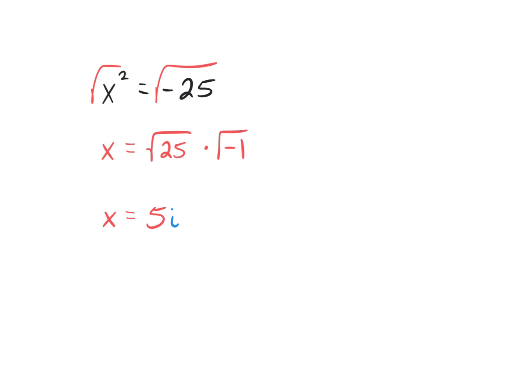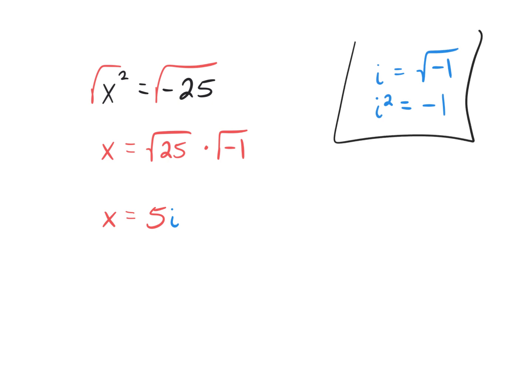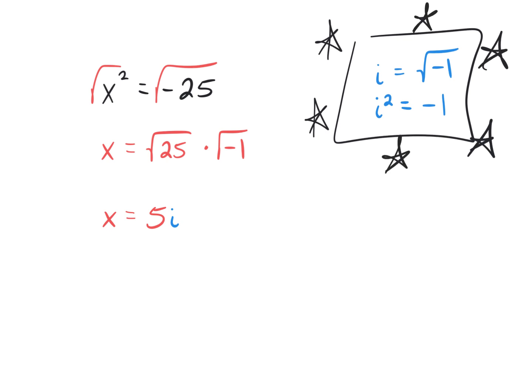Okay, write this off to the side. i equals square root of negative 1. You're going to want it later. i squared, we're going to use later, equals negative 1. What I want you to do, circle this, highlight it, star it. That is very important to us in this lesson. i equals square root of negative 1, and i squared equals negative 1. That i helps us get rid of the negative in the square root to make it possible.